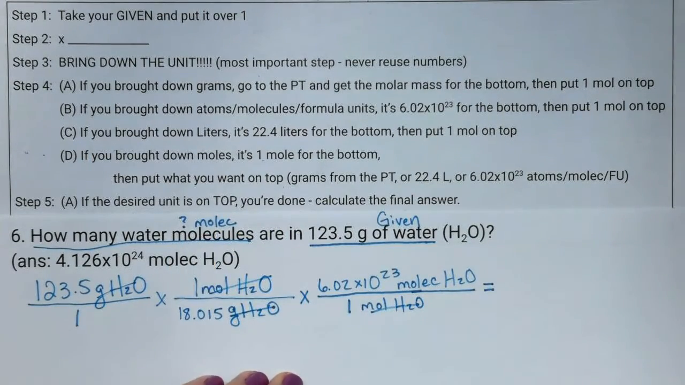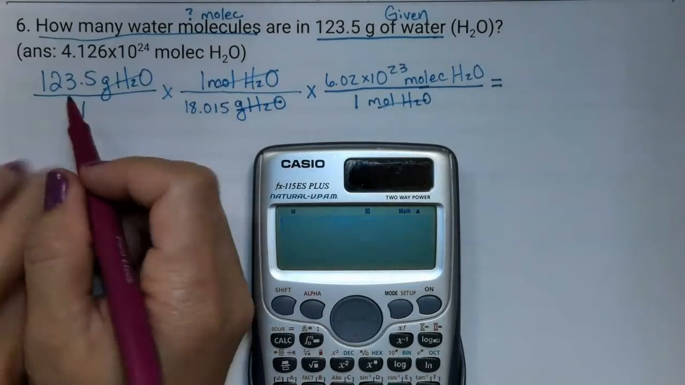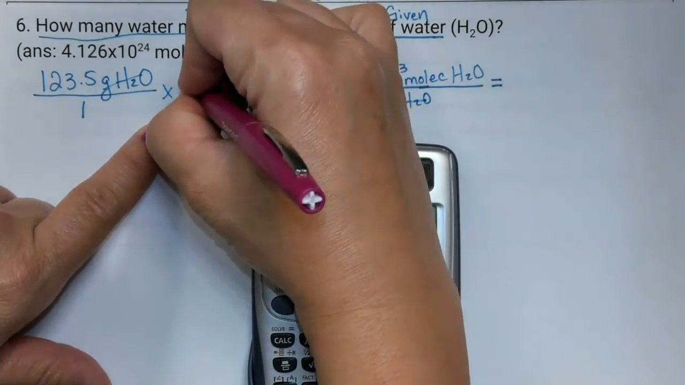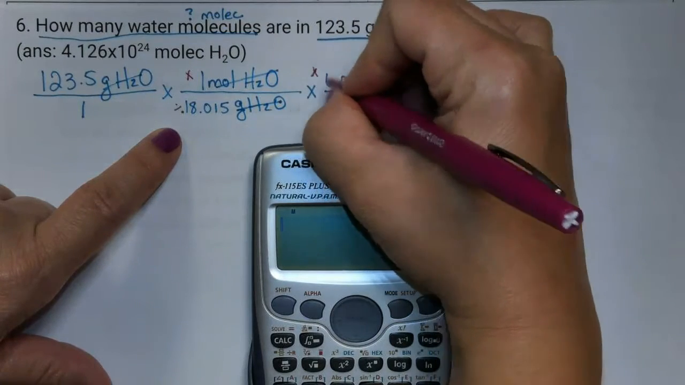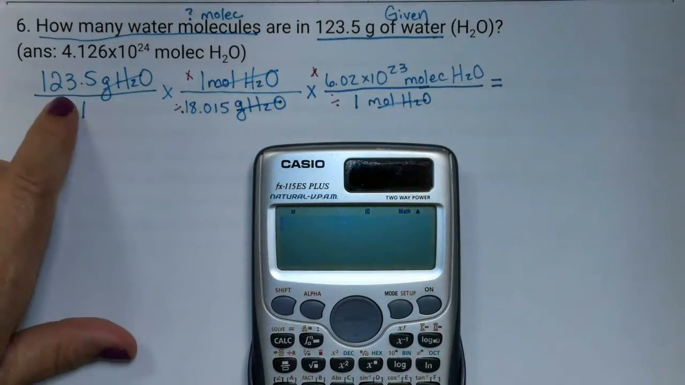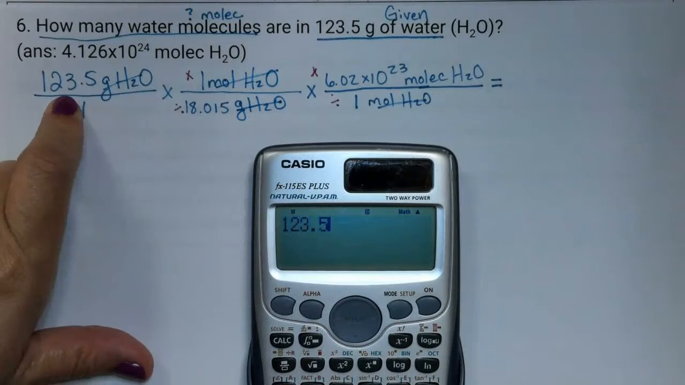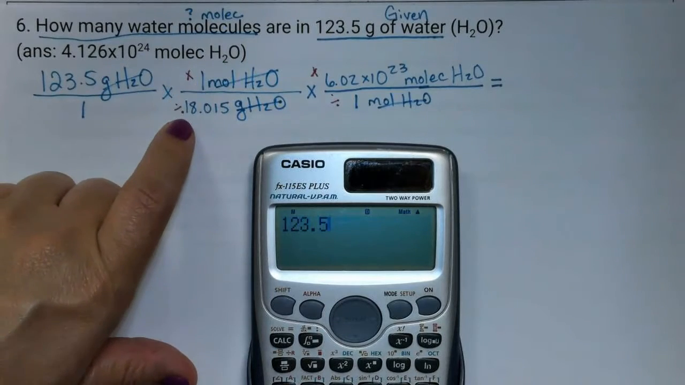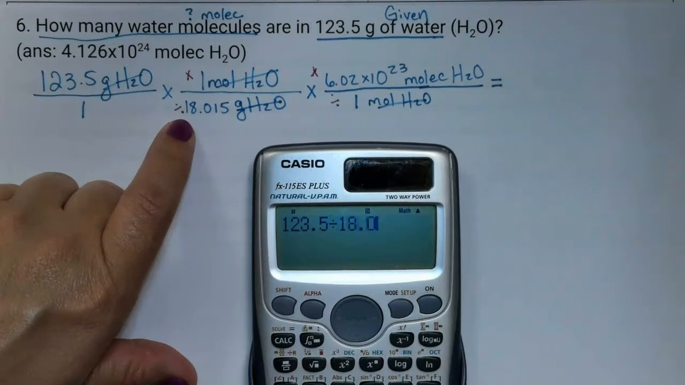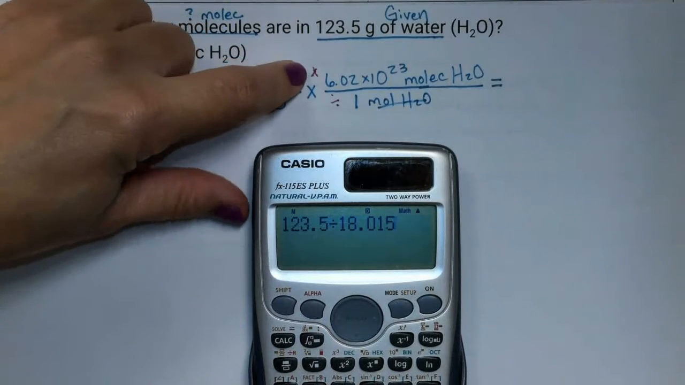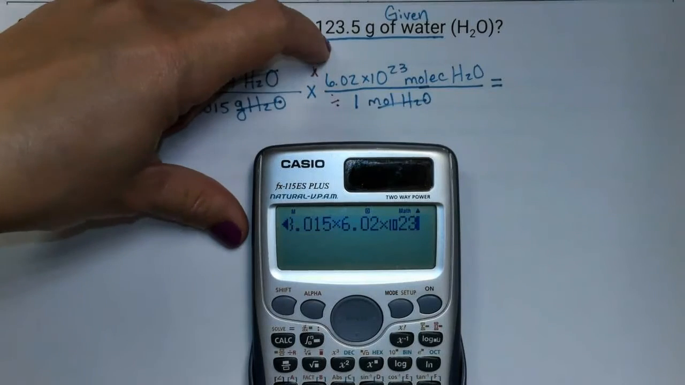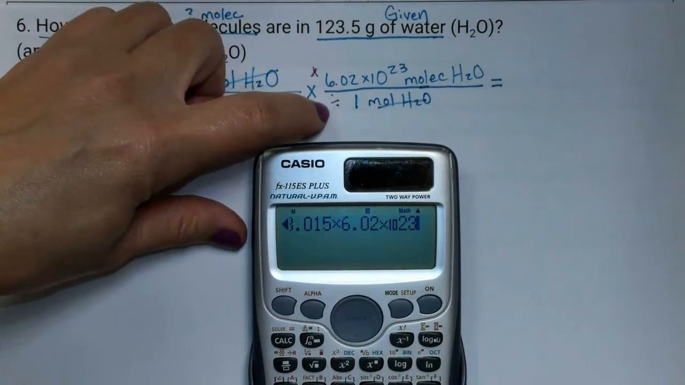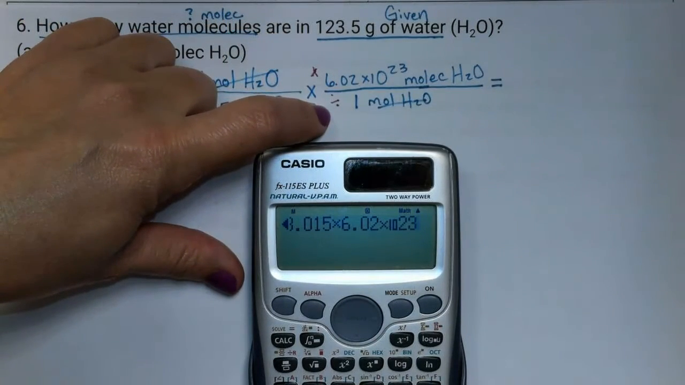And now we can calculate the final answer. Remember, we're going to type in our first number, and then it's times the top divided by the bottom, times the top divided by the bottom. So it's going to be 123.5, and then we don't need to multiply by 1. We do need to divide by 18.015. We do need to multiply times 6.02 times 10 to the 23rd. If you wanted to put it in parentheses, you can, but that's really only very necessary when you're dividing. And then divided by 1, which we don't have to type in.